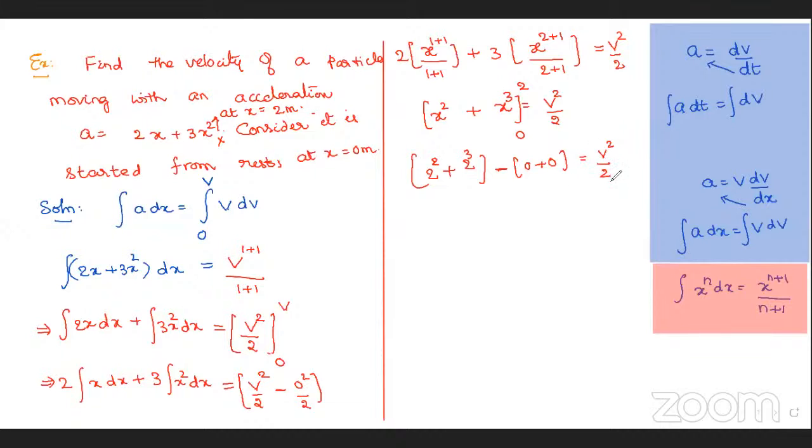Don't put any question mark. Now it is correct. 2 square is 4. 2 cube is 8. 8 plus 4, 12. This 12 is equals to v square by 2. That implies v square is equals to 24 by taking cross multiplication, and v is equals to root 24. Root 24 means 4 6s are 24, so this is 2 root 6. Root 24 is correct. 2 root 6 is also correct.